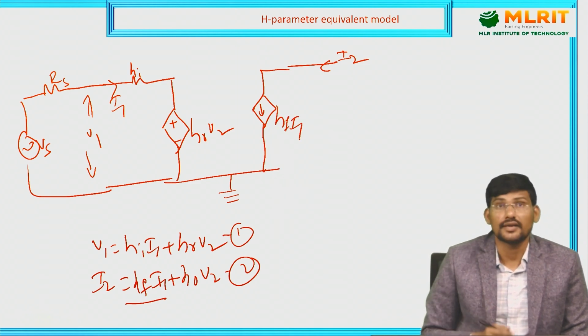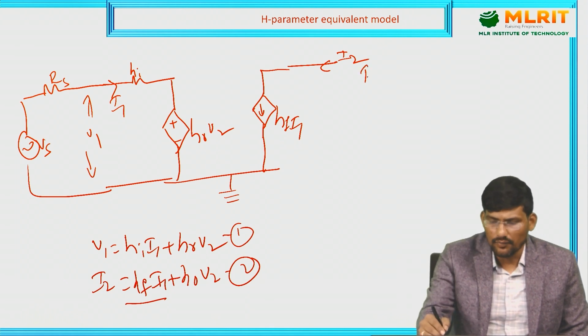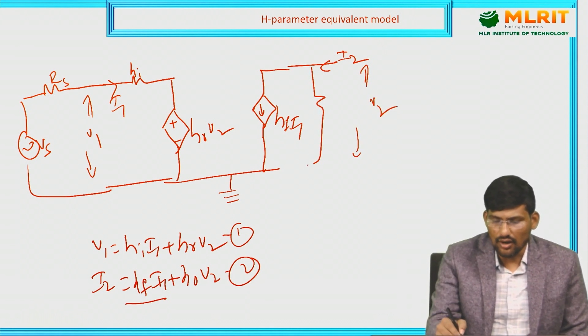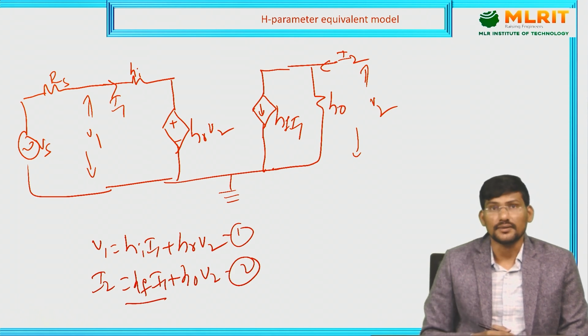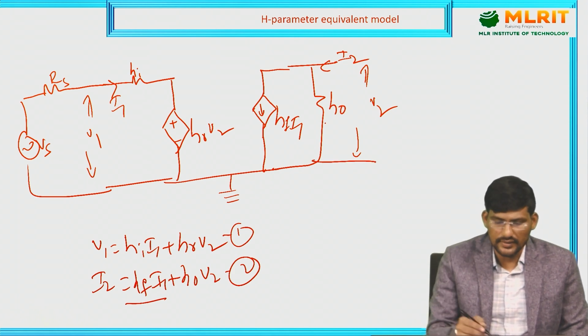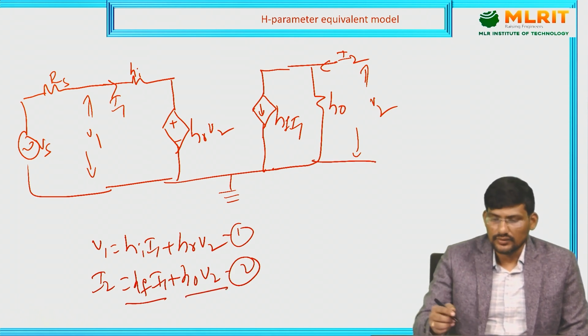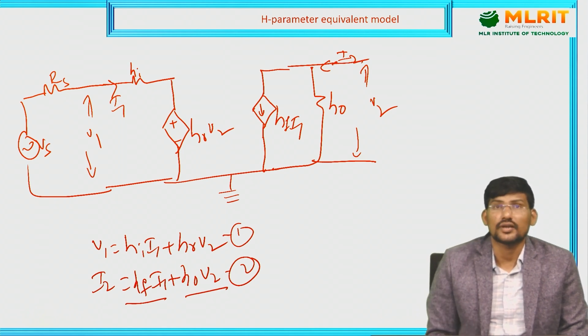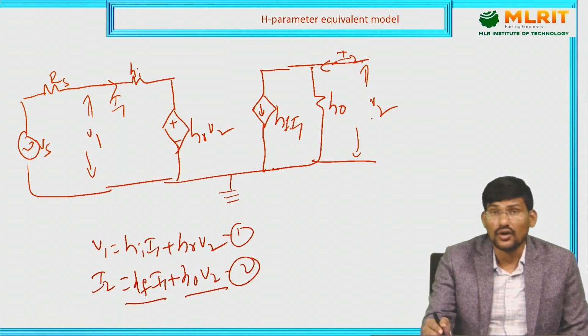HF I1 is the dependent source. Now we have output voltage V2, and what is the output admittance? Output admittance is H0. H0 into V2 is another term. Now the incoming current is I2 for this particular node and the outgoing currents are HF I1 and H0 V2.